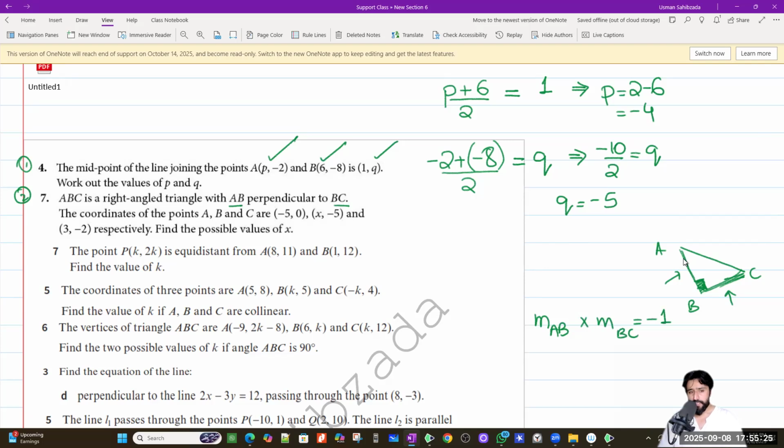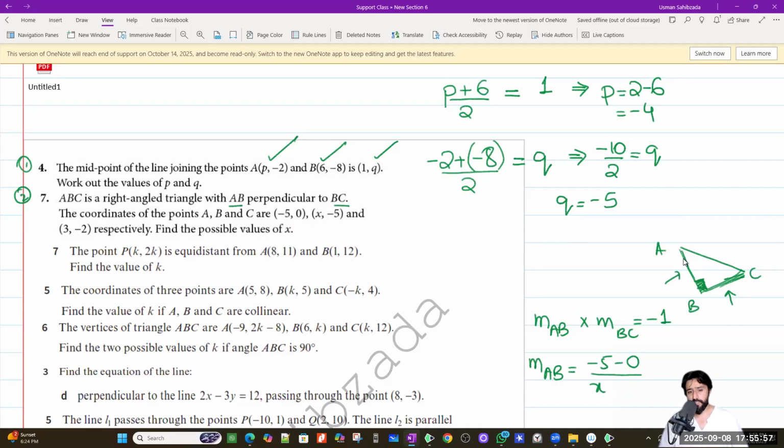So the gradient of AB, A यहाँ, B यहाँ. So you find those out, those multiply to give you minus 1. So you find out gradient of AB, which is y2 minus y1. अगर आप इसको y2 ले रहे हो, ये y1 है, तो ये x2 होगा और ये x1 होगा. So you have to not mess up the sequence. Minus 5 minus 0 divided by x minus 5 makes it plus 5.